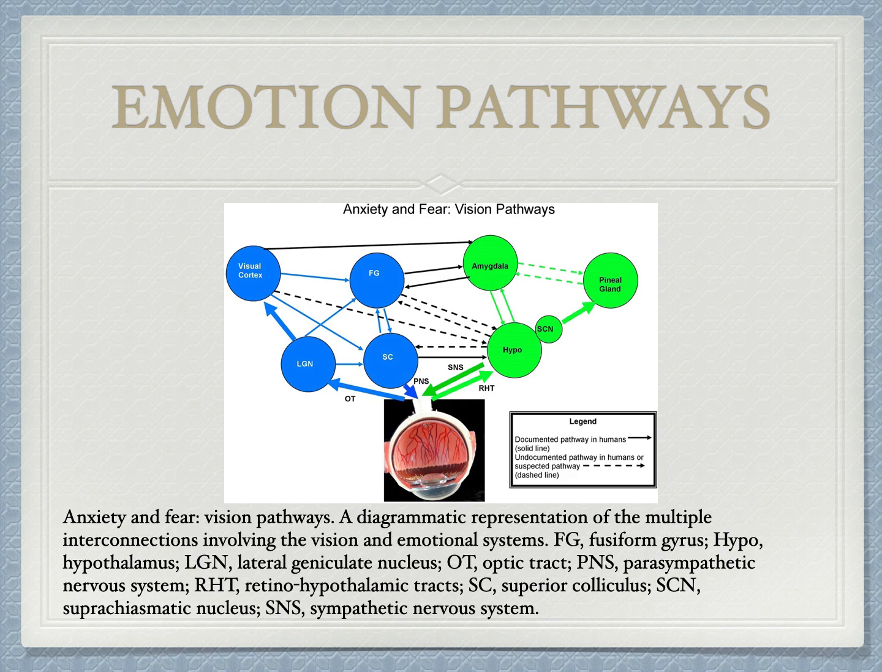The diagram shows the multitude of nervous system connections related to the emotions and vision, with emphasis on the connections to the visual cortex and the structures of the limbic system. But not only are there these nervous system connections, but there are many chemical connections as well.